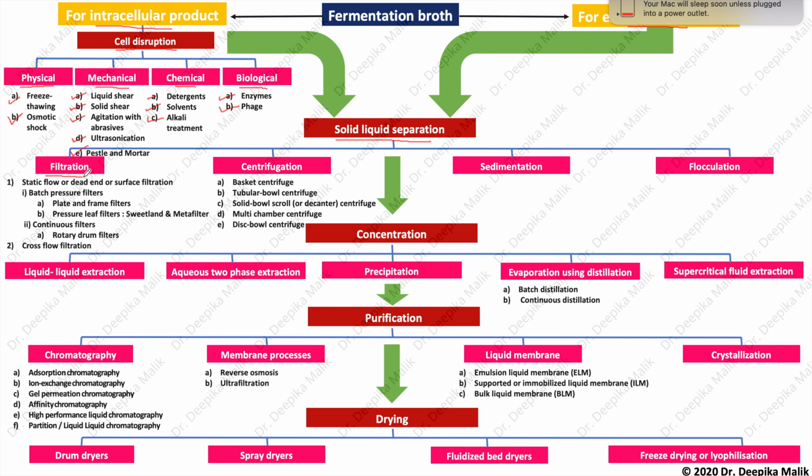These filters can further be classified based on the direction of flow of slurry. First category is the static flow or dead end filtration, that is also surface filtration, where the slurry flows perpendicular to the filtration membrane. These include batch pressure filters such as plate and frame filters and pressure leaf filters. Continuous pressure filters include rotary drum filters. On the other hand, in cross flow filtration, the slurry flows tangential to the membrane surface.